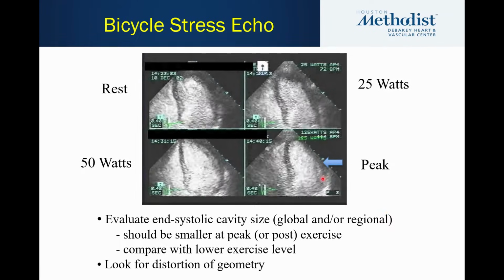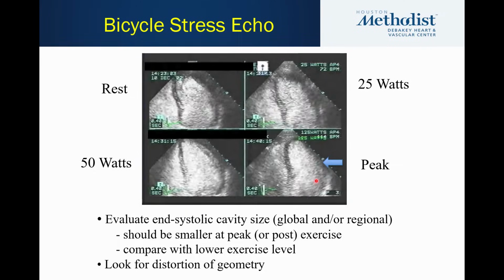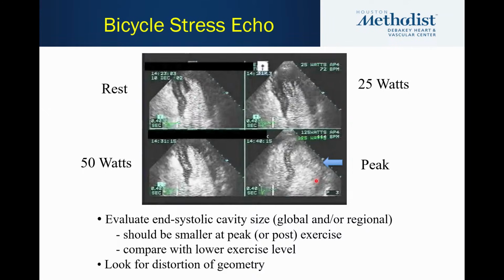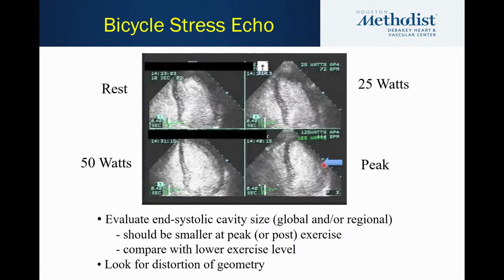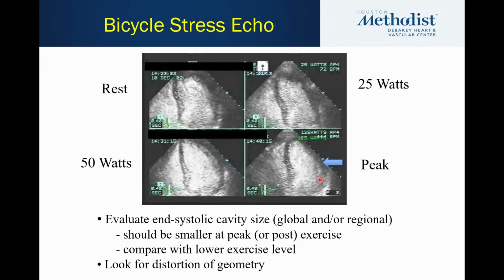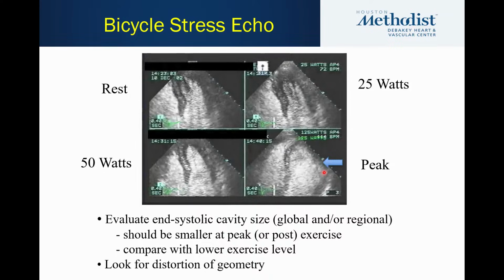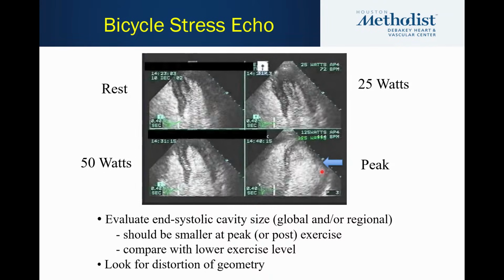So this is the area of post-stress abnormality, and that would be, of course, a circumflex territory. Could be an OM. It could even be a diagonal, because it depends on the anatomy. But certainly, it's that portion of the lateral wall, which even in people with dominant right tends to be circumflex. But again, if you have a dominant right and you get this abnormal, then the inferior wall will also be abnormal.